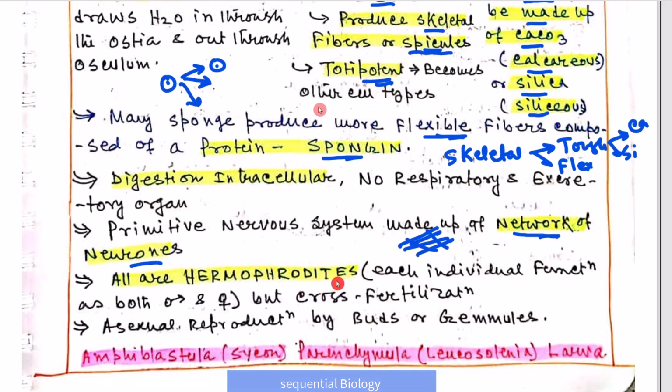They are hermaphrodite. Each individual functions as both male and female. Hermaphrodite means they are monoecious. Each individual functions as both male and female.